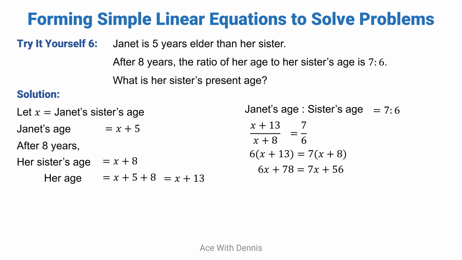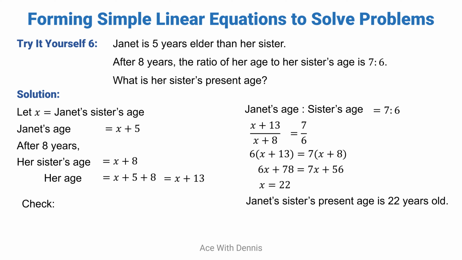Then we expand the bracket. We get 6x + 78 equals 7x + 56. Now we solve this equation. We get x equals 22. Therefore, we can write down the answer statement. Janet's sister's present age is 22 years old.